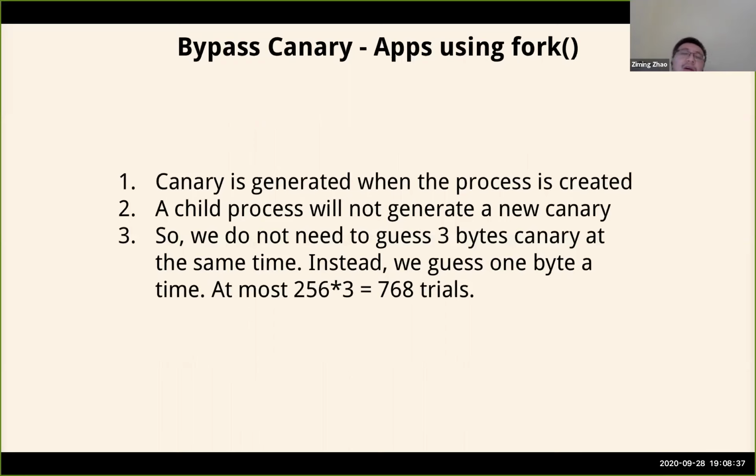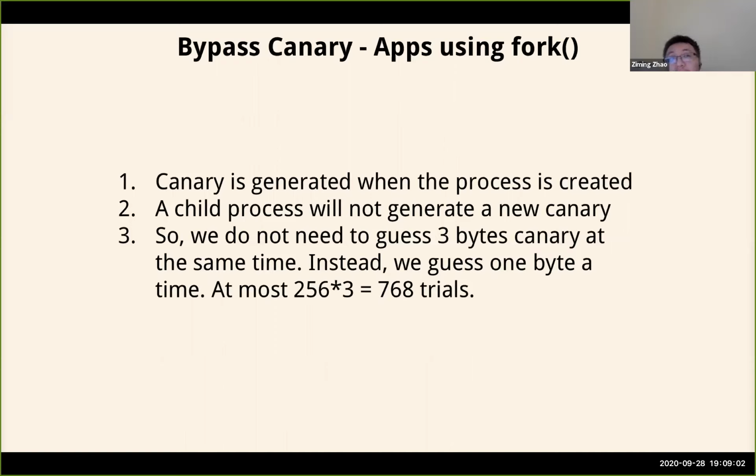Then for the first byte, we can overwrite 2 bytes of the canary, and we are going to guess the second byte. How many combinations are there? It's just 1 byte, so just 256 possibilities. Then we get the value. At most, we make 256 guesses. Then we know the first 2 bytes.